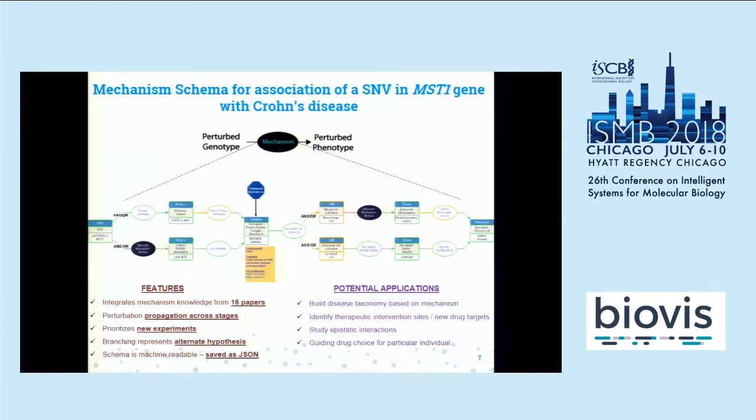So you can start thinking about, can we build disease taxonomy based on mechanism versus the usual etiology or symptom based? Can we identify therapeutic intervention sites, which we already do using the blue octagon? Can we study epistatic interactions between two genes or two variants? And can we apply this to precision medicine by understanding what are the possible drugs that can overlap with these kind of structures?